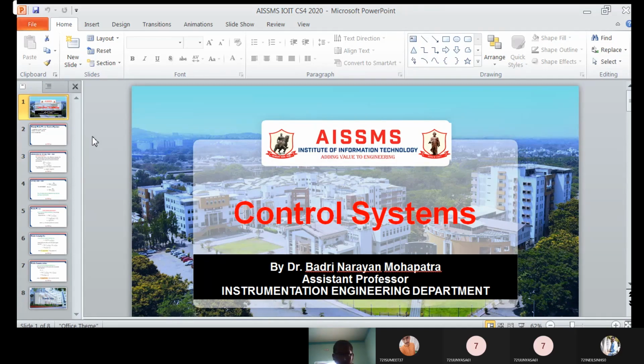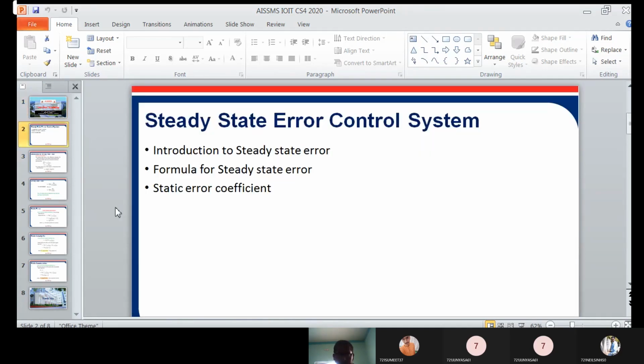Today we'll be discussing control system. So in this control system, we are discussing about steady state error. What are the different types of steady state error? What is the formula for steady state error? And what is static error coefficient?